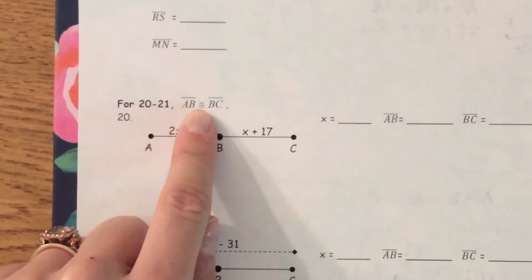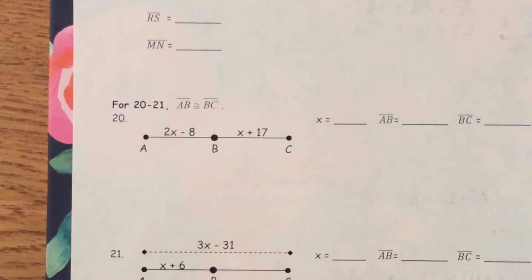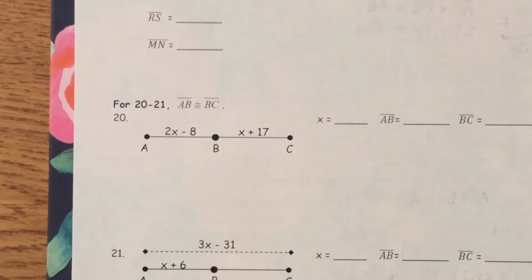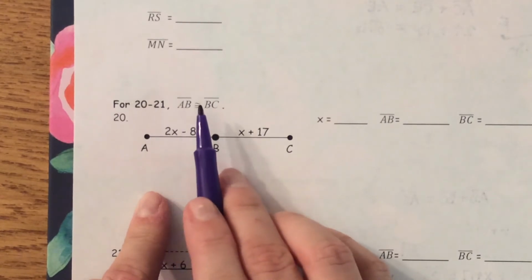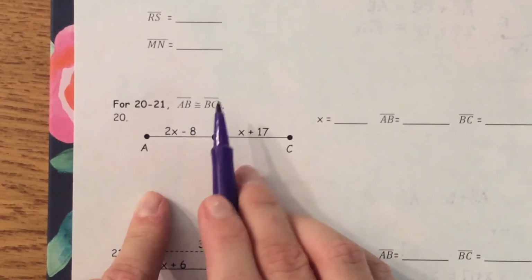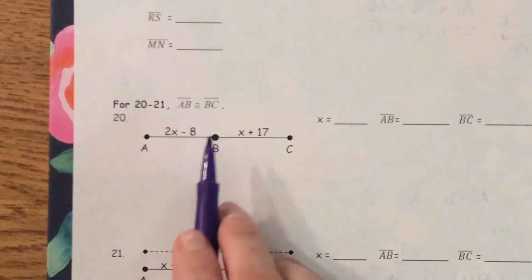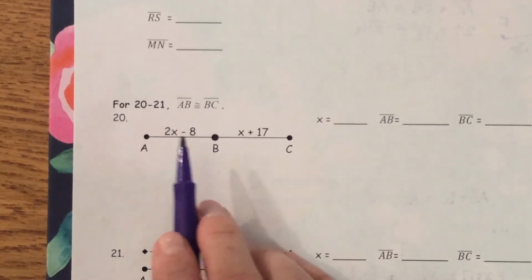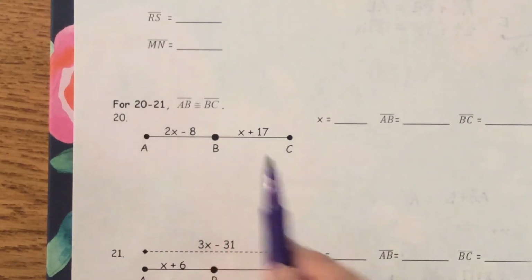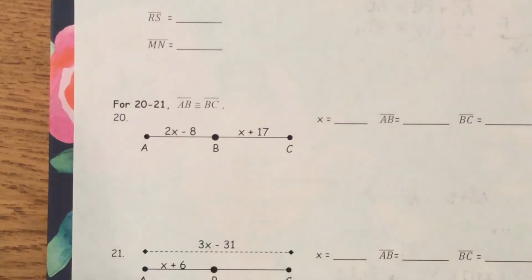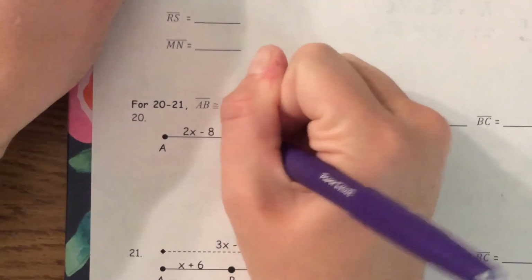So this is new. This little symbol means congruent. Congruent is basically just a geometry way of saying that they are equal. So segment AB is congruent or equal to segment BC. That means that they have the same length. Well, then how come they're not written the exact same? We've got 2x minus 8 over here and x plus 17 over here. They're really the same thing. They're just written two different ways. But I know that they are equal.